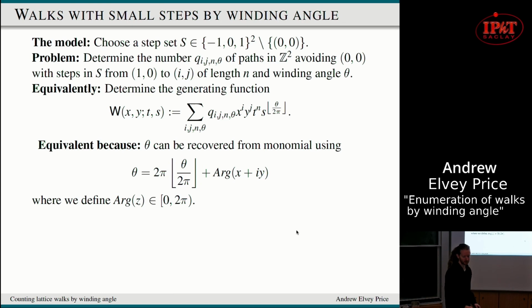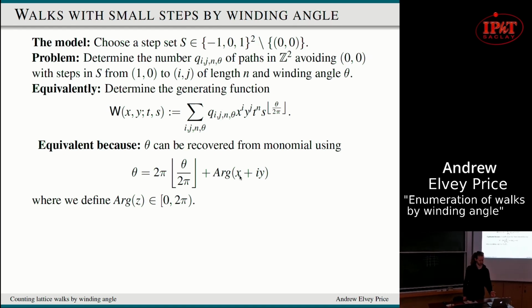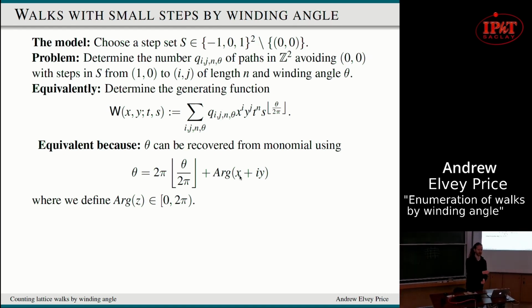Okay, and so we actually don't lose any information by doing this, because the exact value of theta can be recovered from this integer value by adding the argument of the final endpoint, because we still have the information of the endpoint.